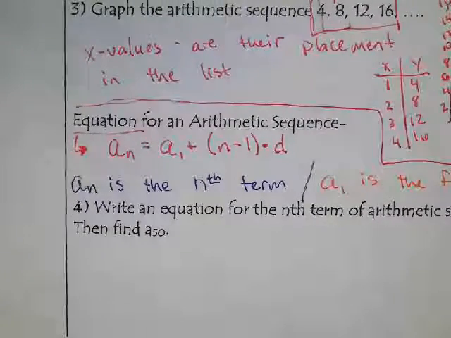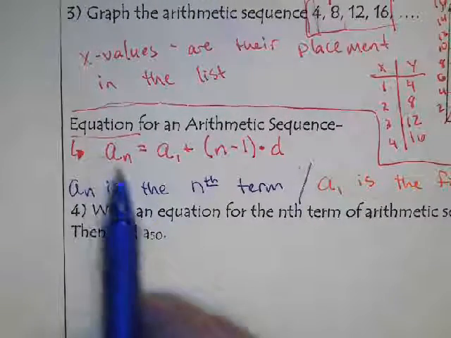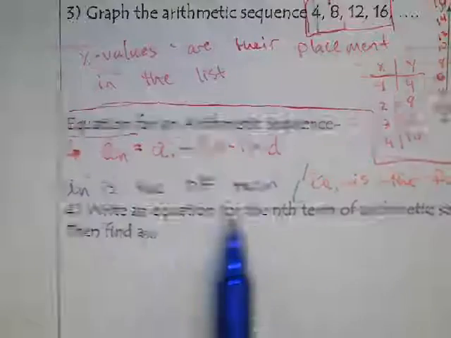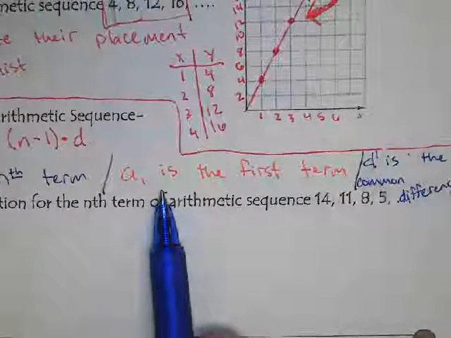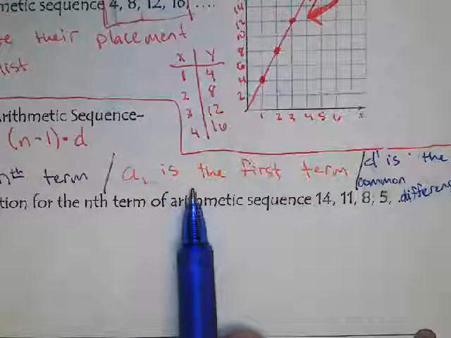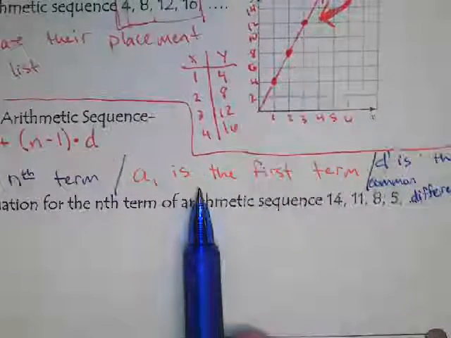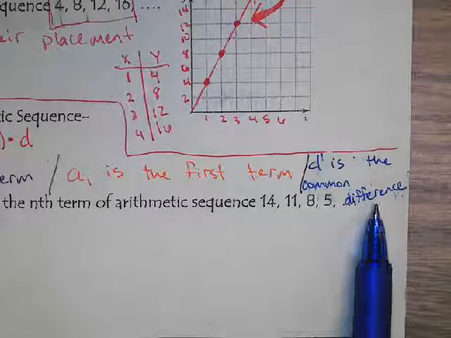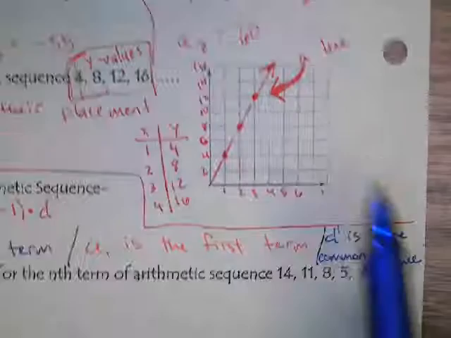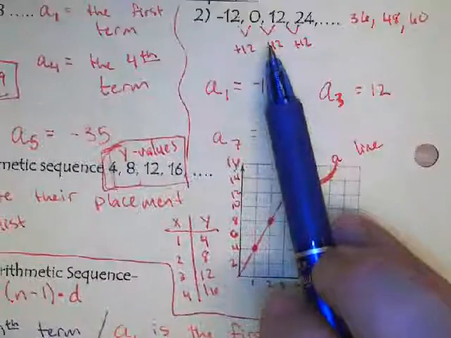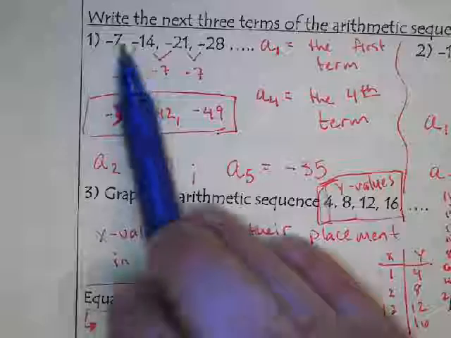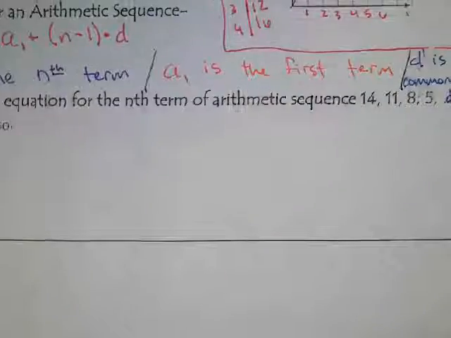So we have a sub n as the nth term. So say I'm looking for the 47th term, I'd have a sub 47. A sub 1 is the first term, so we're given a list or we're told what the first term is. And then d is the common difference. That's when I have a list, I decide that it's that plus 12, a positive 12, or if it's that negative 7, that common difference getting from one term to the next.